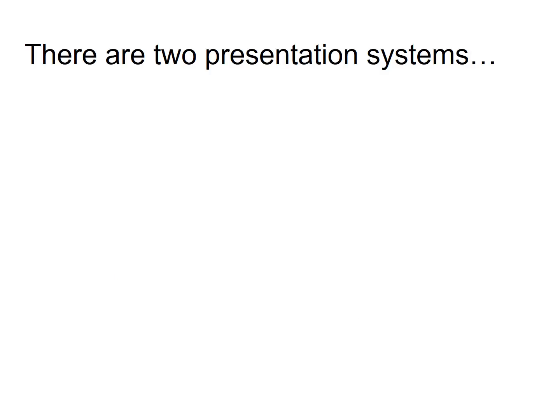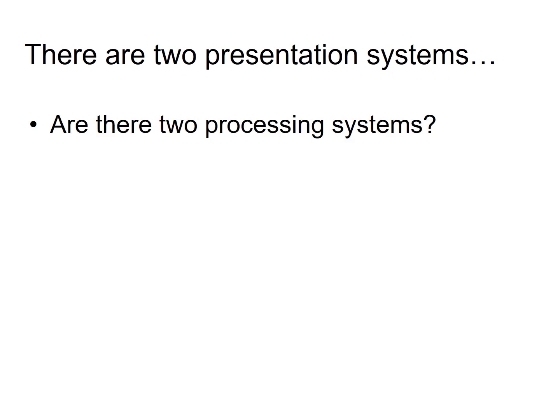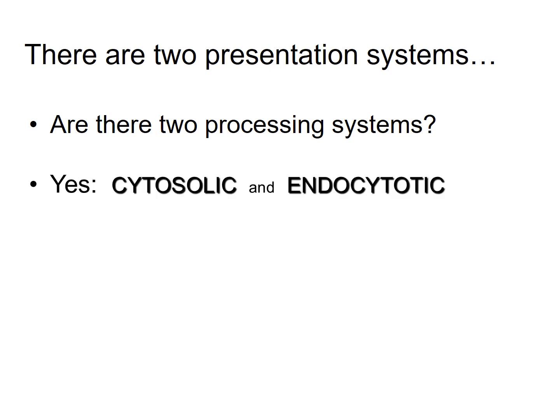There are two presentation systems: class 1 and class 2 MHC molecule presentation. We also have two different types of processing systems, and where exactly the processing of an antigen takes place matters here. One takes place in the cytosol and another takes place in the endocytic compartment.